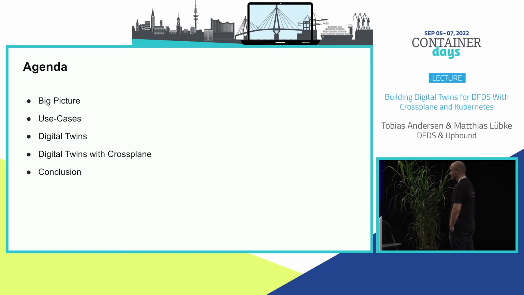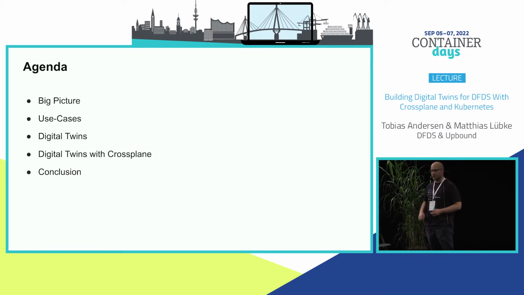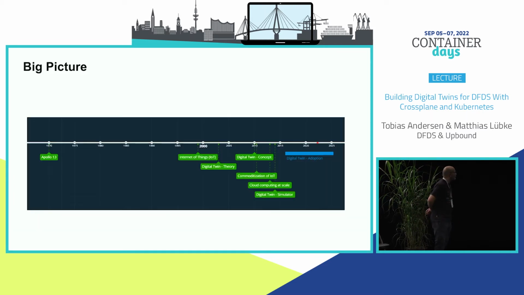So the idea here is that we want to make it easy for people to embrace and reason about digital twins and start building them into their solutions. Because at the base layer, they're not really that difficult to build once you start looking at it. But if you just can move on, Matthias, please. First off, the big picture. So where did all of this come from?